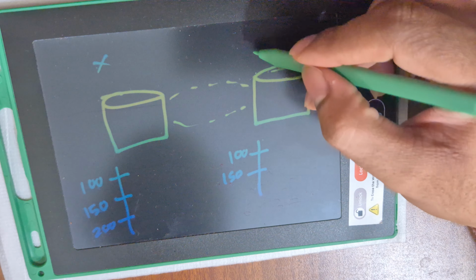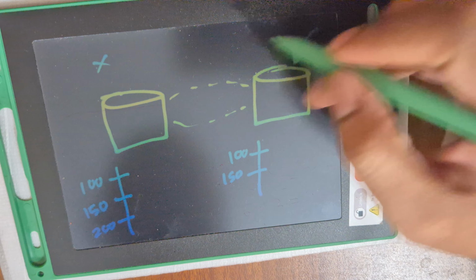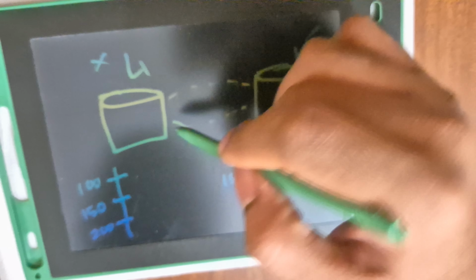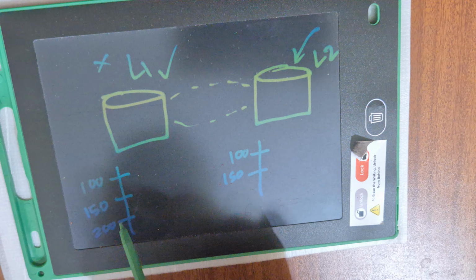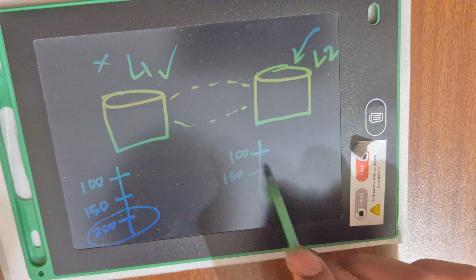Okay, then this secondary becomes the leader. So previously it was leader 1, now it is leader 2. Then let's say after 1 or 2 hours it comes back. Now it doesn't know what to do with its data. So it had data till 200, right? But this one had 150.